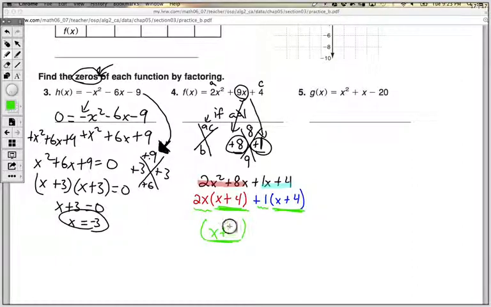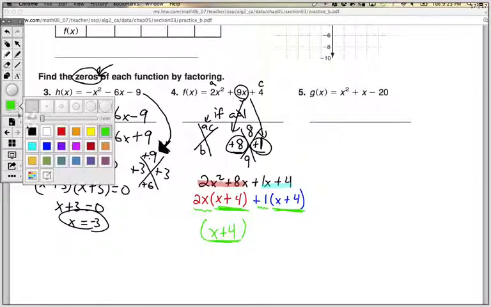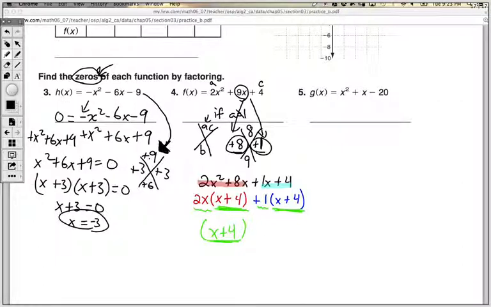x plus 4. And then now let's see what's left over. Well, the first term is 2x there. And then the second term is plus 1 there. Hey, check this out. That is cool. I just factored it. That's how it works, guys.